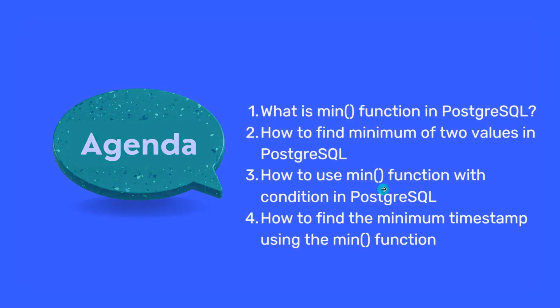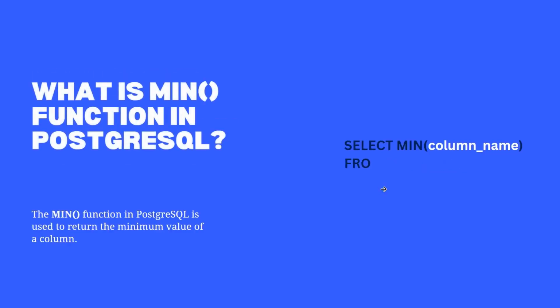Now let's move to the first topic. What is a minimum function? To find the minimum value in PostgreSQL we use the min function. As you can see in the syntax, first we specify select min, then within the min brackets we specify the column for which we want to find the minimum value, then we specify from and the table name. Let's understand with an example how this minimum function works to find the minimum value of any column.